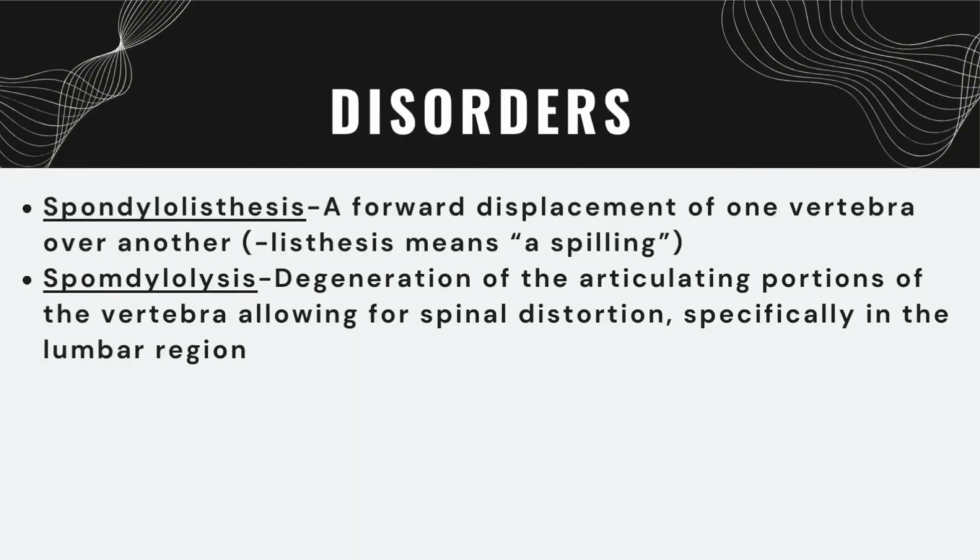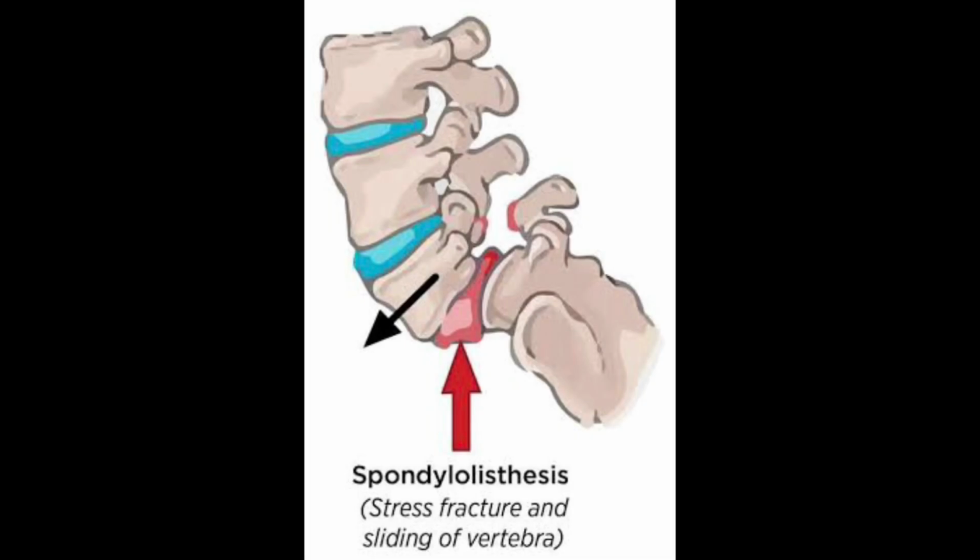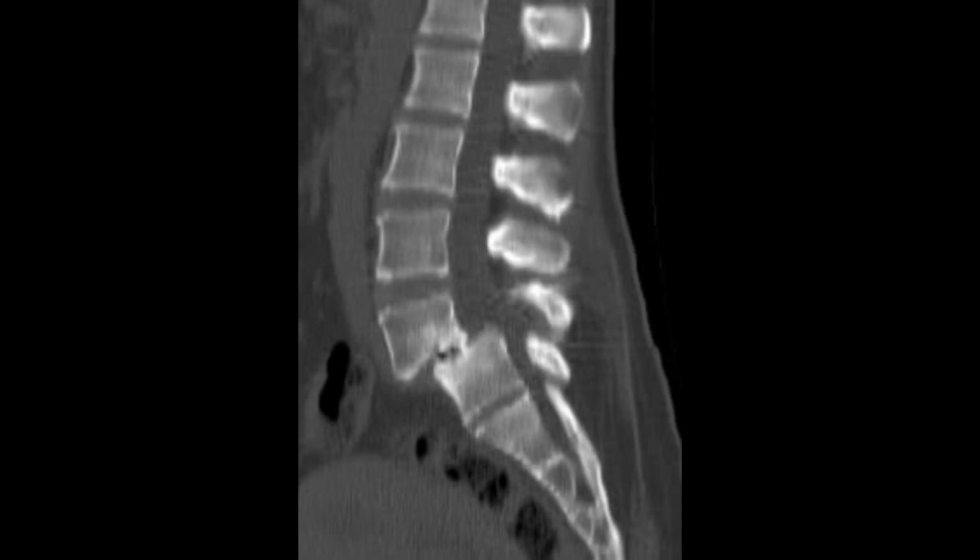Spondylolisthesis, a forward displacement of one vertebra over another in the spine. This condition occurs in the lumbar or cervical regions of the spine. This disorder can be present from newborn to adults. It depends on the specific type of spondylolisthesis.